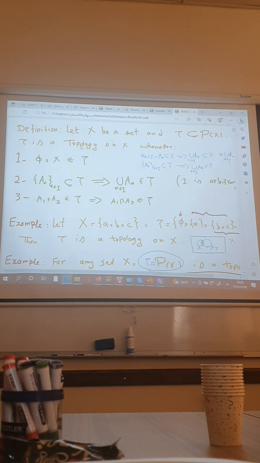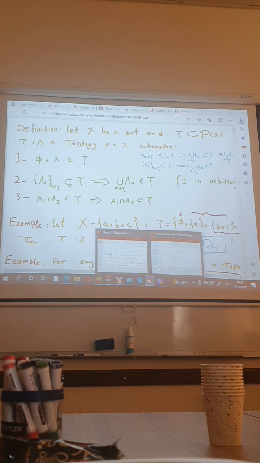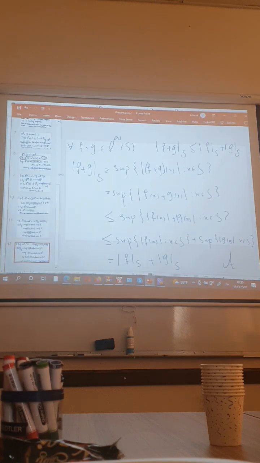Please note that let X be a set, okay? Tau be a subset of P of X. What is P of X? P of X is the set of all subsets of X. Power set, okay? Subsets of the big set.